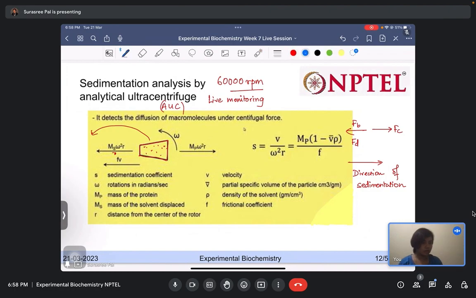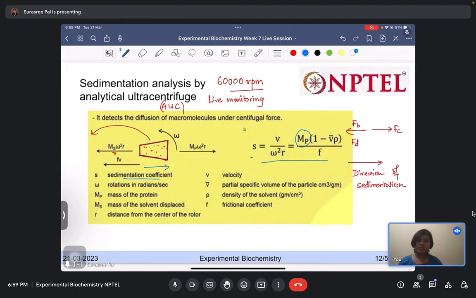So this is the direction of sedimentation. Now from this equation we can calculate the sedimentation coefficient of the sample, and we can also calculate the mass of the protein, because this sedimentation coefficient will be dependent on the mass of the protein.